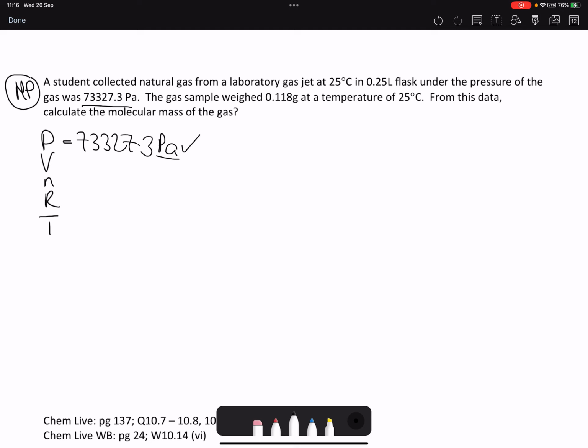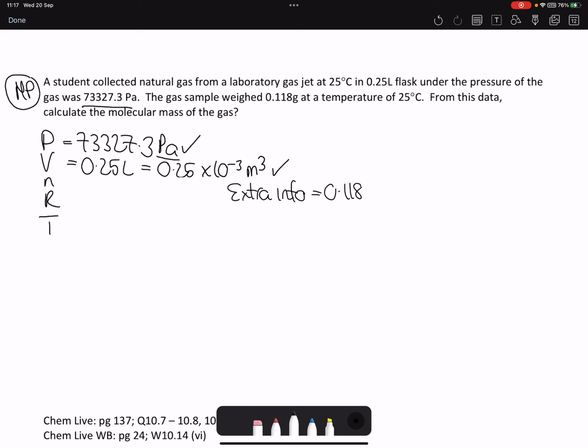I can use it. I have a volume of 0.25 litres. So we have said this has to be converted to meters cubed. To do this, all we do is we put by 10 to the minus 3 next to it, and my things are correct. Now, moles: we do have 0.118 grams of a gas, but we do not have any information on the gas. So in this instance, this becomes my extra info. So 0.118 grams is going to be extra info over here, and this potentially is going to be my question mark, but we'll go through to see.